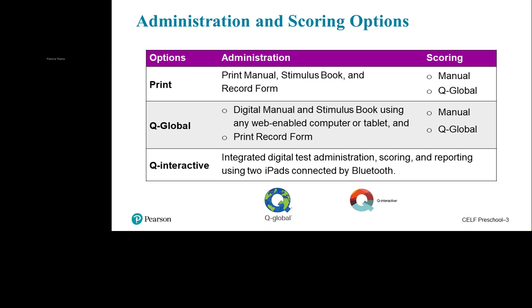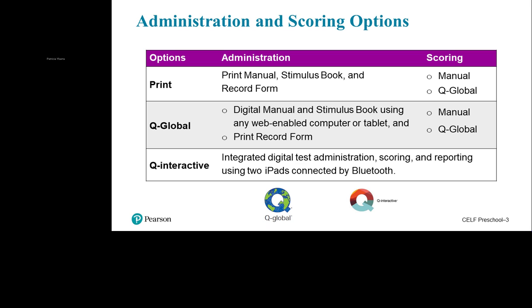The CELF Preschool-3 scoring is available on Q-global, which is a web-based platform that calculates all scores and presents test results in an easy-to-understand narrative report that can be downloaded to a word processing program and incorporated into clinical reports. The CELF Preschool-3 Q-global score reports are a separate component from the CELF Preschool-3 kit. The reports may be purchased individually or as an unlimited subscription annually. In addition, a digital version of the CELF Preschool-3 manual and stimulus book are available on Q-global.